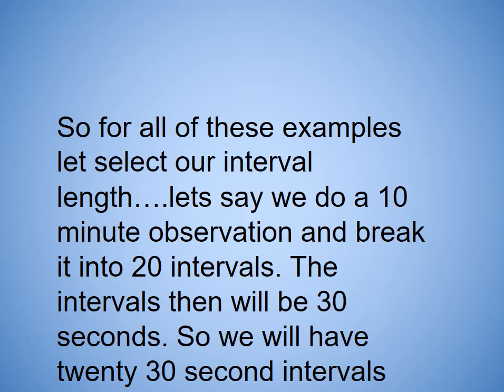So, before we start examples, let's select our interval length. Let's say that we're going to do a 10-minute observation, and then we're going to break this into 20 intervals. Remember, we're going to make those intervals the same length. The intervals will then be 30 seconds. So we will have 20 30-second intervals.